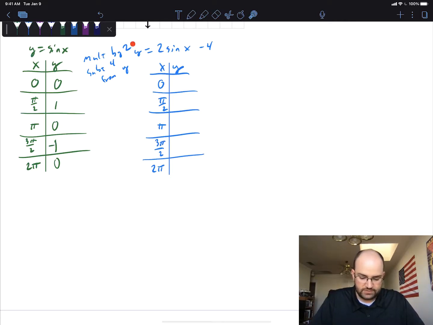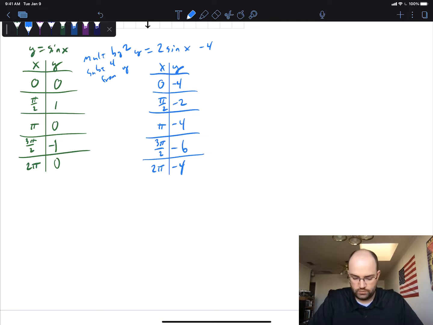Now, 0 times 2 is 0, minus 4 is negative 4. 1 times 2 is 2, minus 4 is negative 2. 0 times 2 is 0, minus 4 is negative 4. Negative 1 times 2 is negative 2, minus 4 is negative 6. 0 times 2 is 0, minus 4 is negative 4. Good.